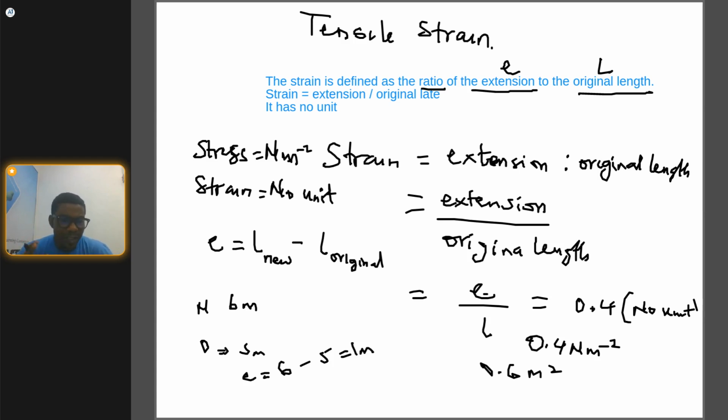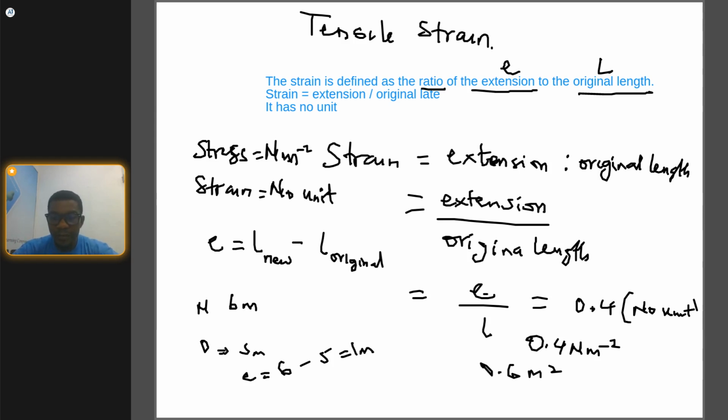But in physics, we expect to have units in every one of our calculations. Why is this question giving me an option without a unit? Of course, the option without a unit will likely be the correct answer, because when you are solving for tensile strain, there is no unit. Please, I want you to jot that inside your book. It's very important. When you're solving a tensile strain question, there is no unit.